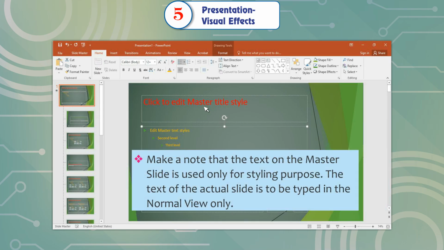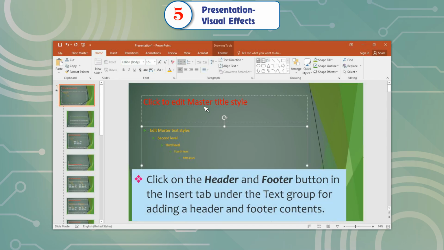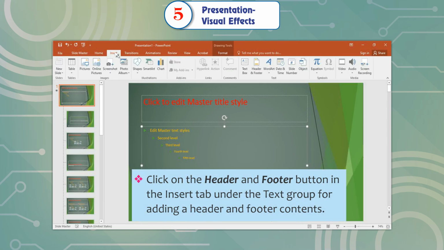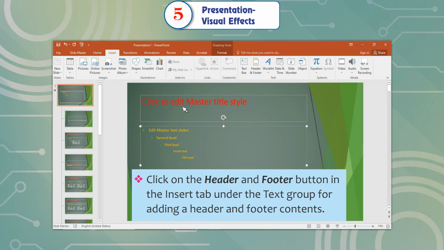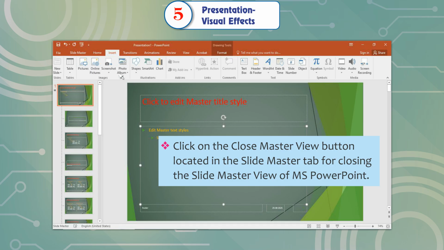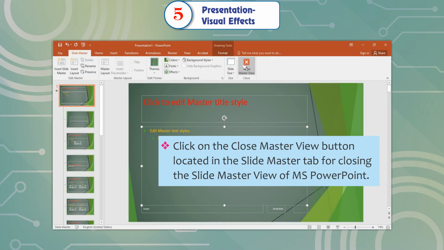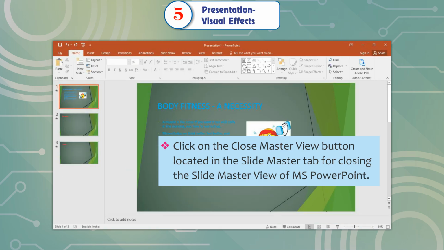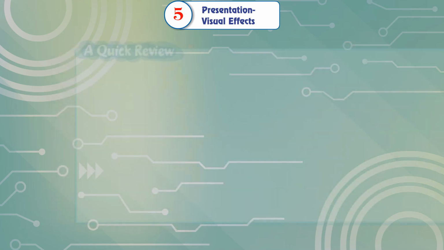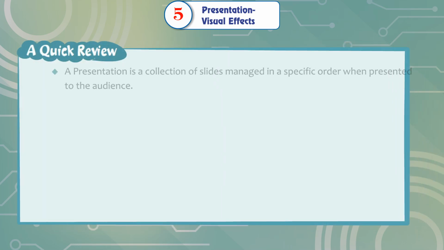Make a note that the text on the master slide is used only for styling purpose. The text of the actual slide is to be typed in the normal view only. Click on the Header and Footer button in the Insert tab under the Text group for adding header and footer contents. Click on the Close Master View button located in the Slide Master tab for closing the Slide Master view of MS PowerPoint. A quick review.